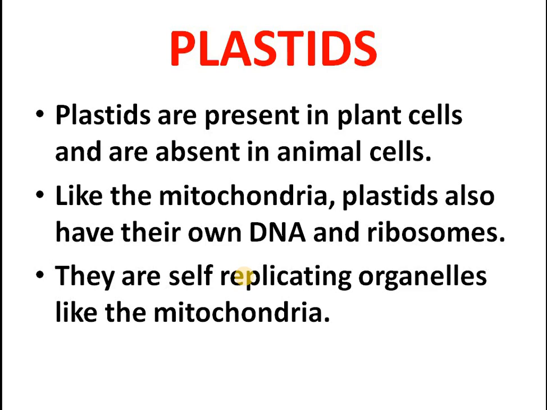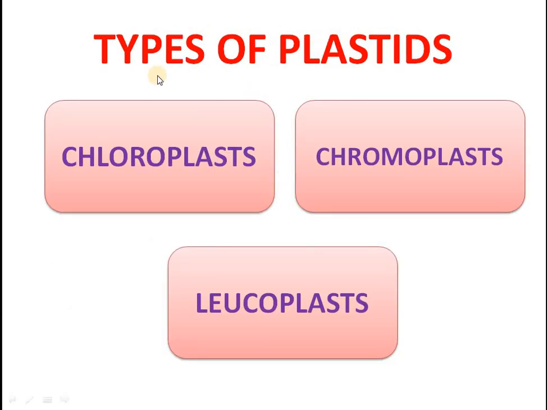Plastids are only present in plant cells, and they also consist of DNA and ribosomes. They are self-replicating organelles like the mitochondria, that is, they have the power to divide. And plastids are of three types: chloroplast, chromoplast and leucoplast. We will discuss each and everything in detail.